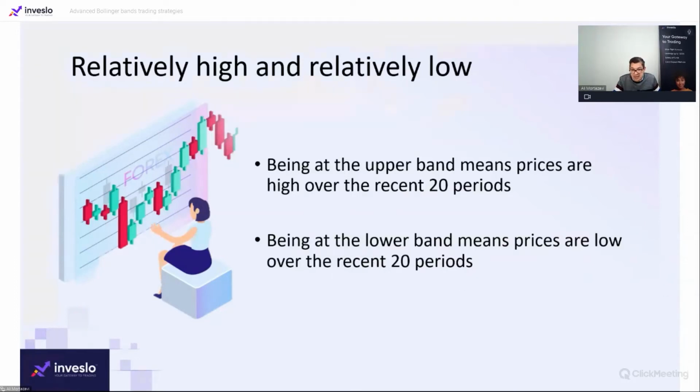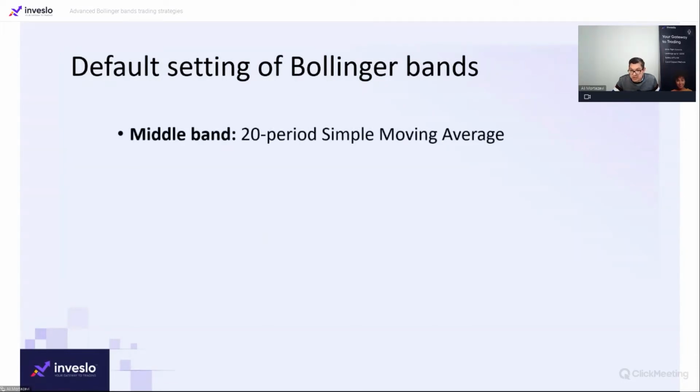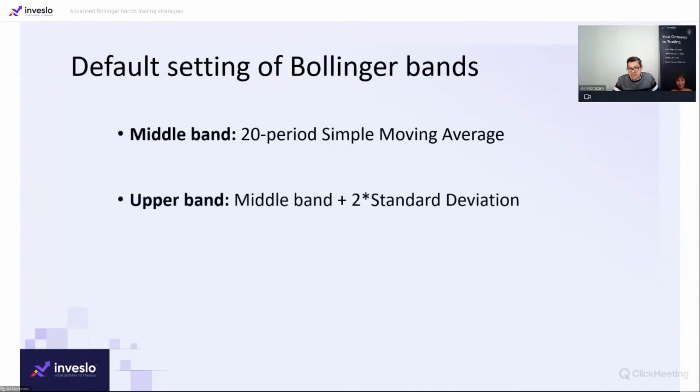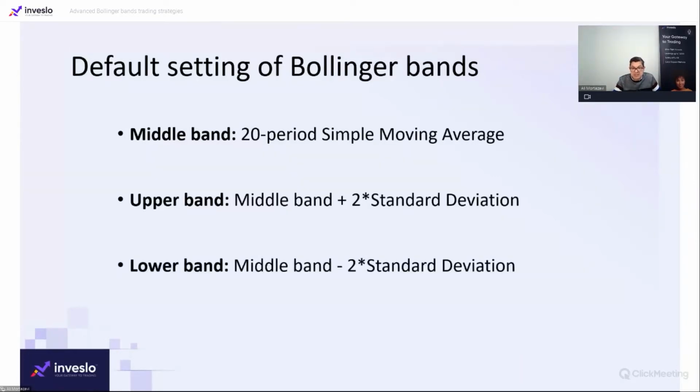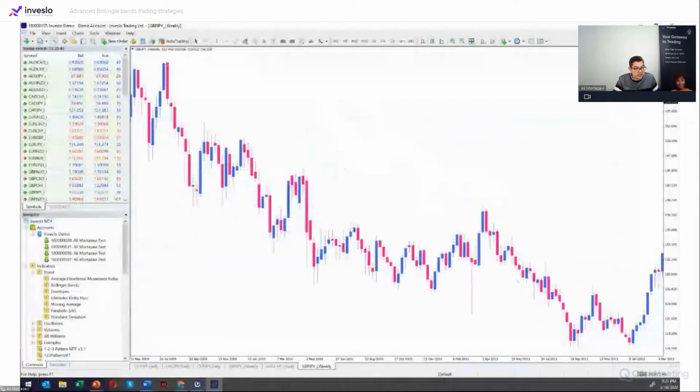Okay, but let's move forward and see how we can apply this Bollinger Band tool on our charts. As we mentioned, the default setting for the Bollinger Bands is the 20-period simple moving average as the middle band, and then we have the upper band, which is derived by the middle band plus 2 times the standard deviation, and then we have the lower band, which is the 20 simple moving average minus 2 times the standard deviation, and all of them together give us the Bollinger Bands.